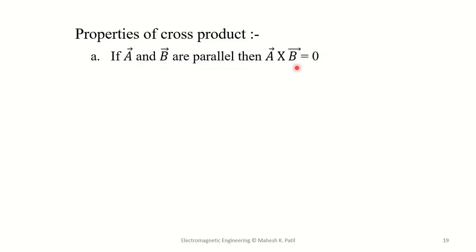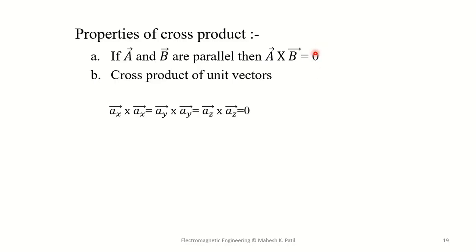Now we'll see the properties of the cross product. If a bar and b bar are parallel, then a cross b equals 0, because the angle between these two vectors is 0 degrees and sine of 0 is 0, therefore a cross b results in 0. Now the cross product of unit vectors. If you consider the same unit vector, that is ax cross ax or ay cross ay or az cross az, then it is 0.